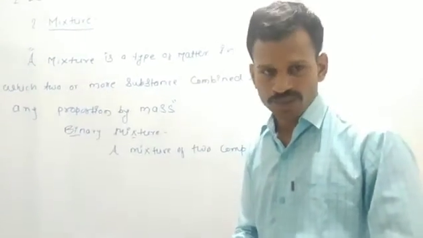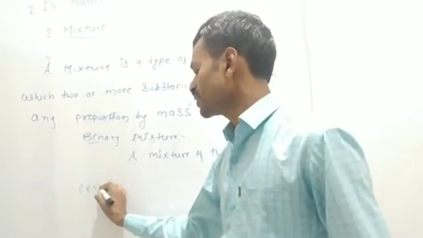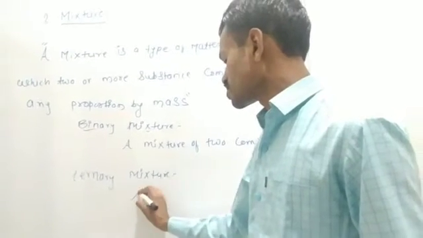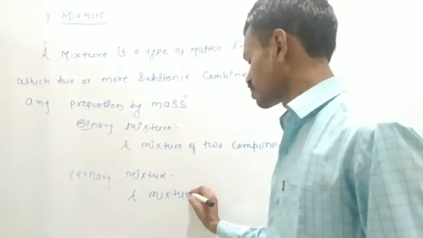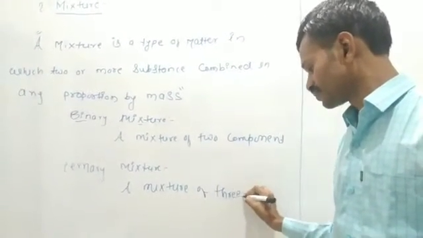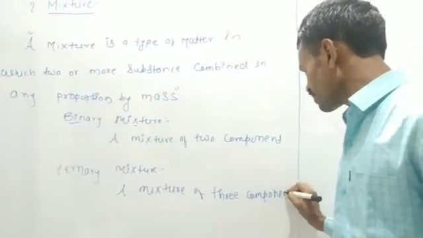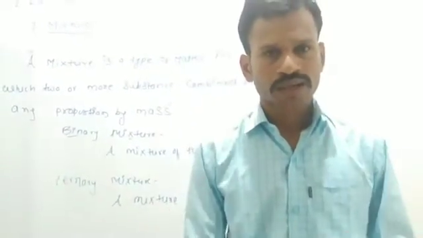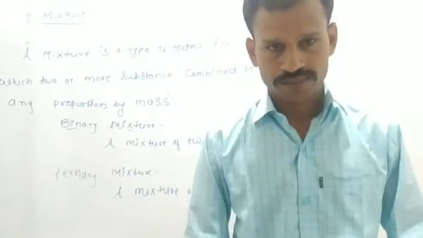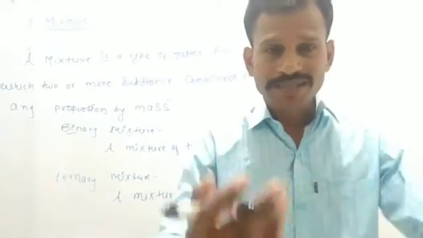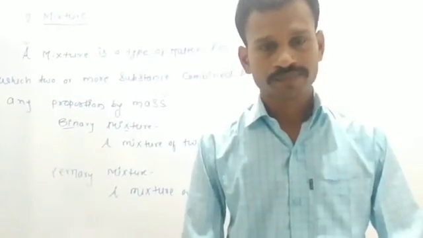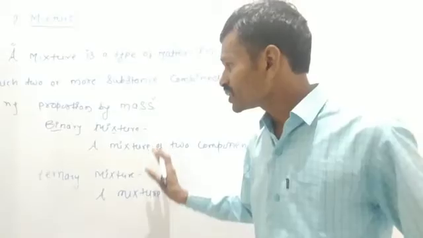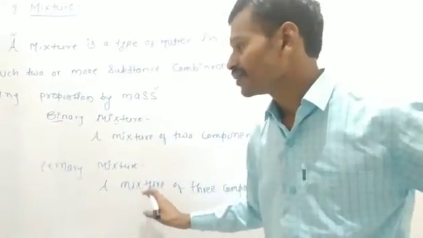Again, we have another one, the trinary mixture, a mixture of three components. When it is a three-component mixture, it is called trinary. It depends on the number: bi means two, tri means three, tetra means four, penta means five, hexa means six, hepta means seven, octa means eight. Like this we can use. So this is the definition, this is the binary mixture, and that is the trinary mixture.